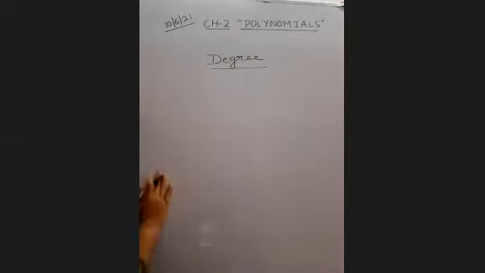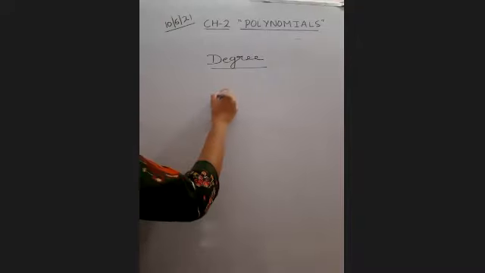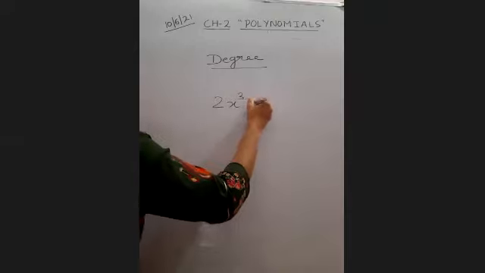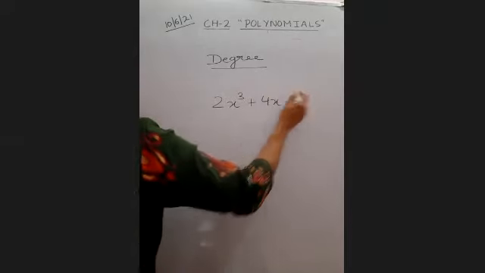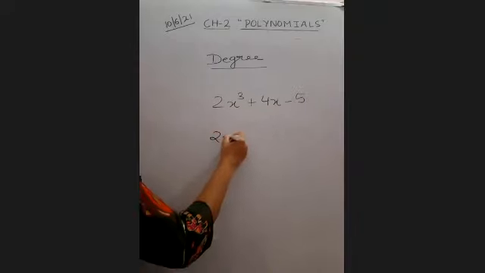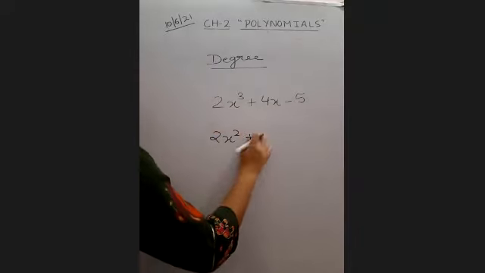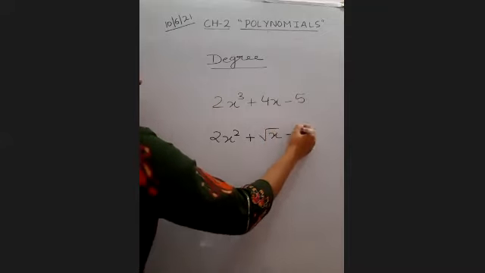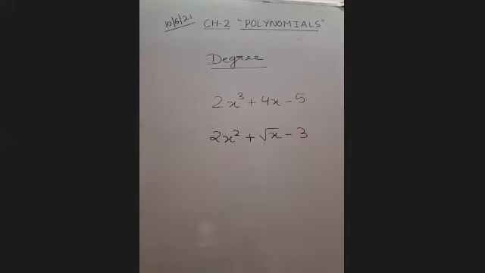The highest power is degree. What is the highest power of the variable? 3. So this is 3. Now if I have this thing, what is the degree of this polynomial? 2. Sure. Yes, ma'am.